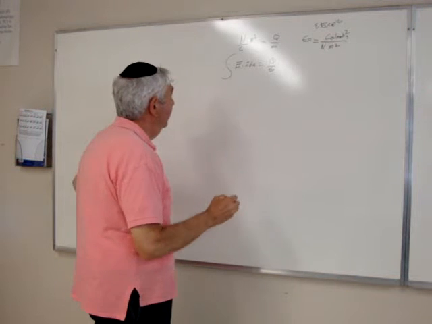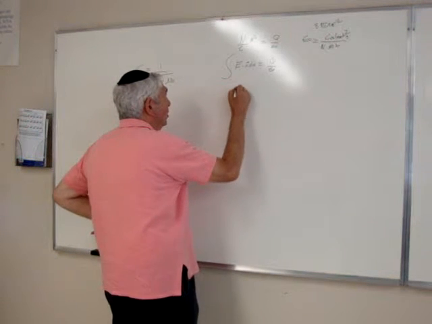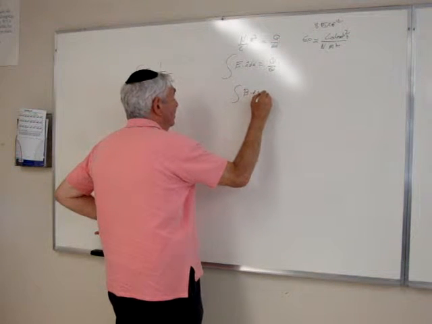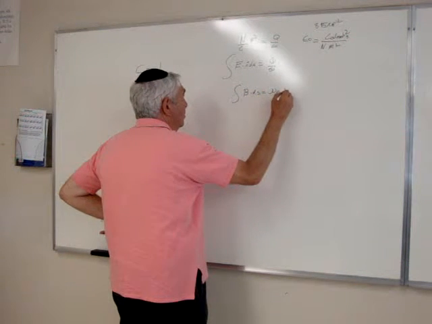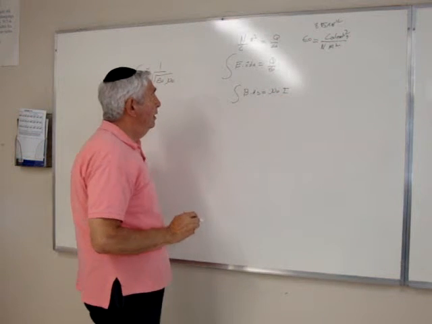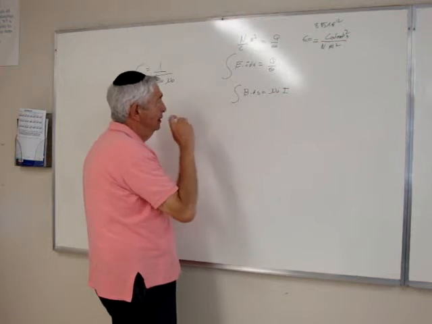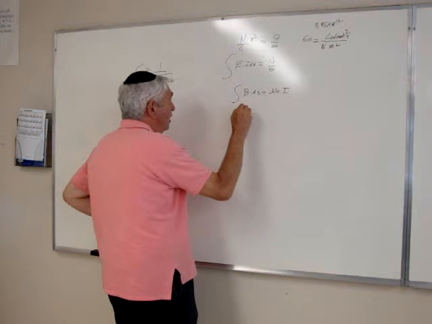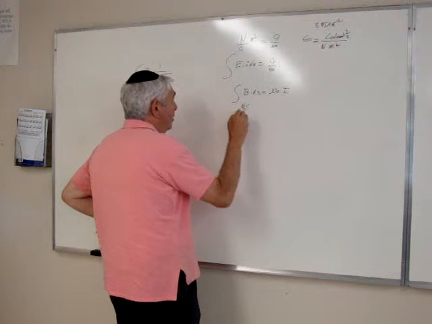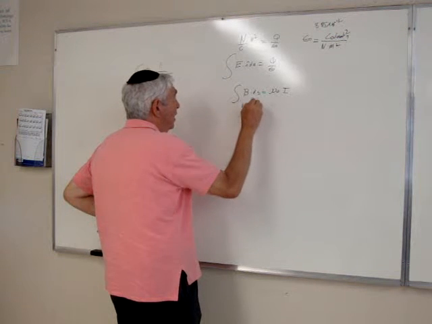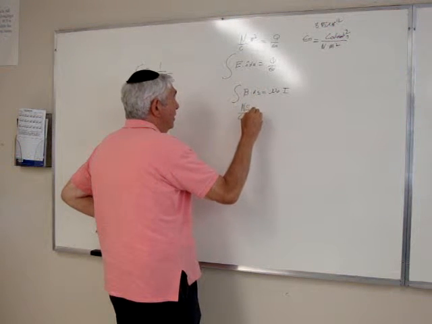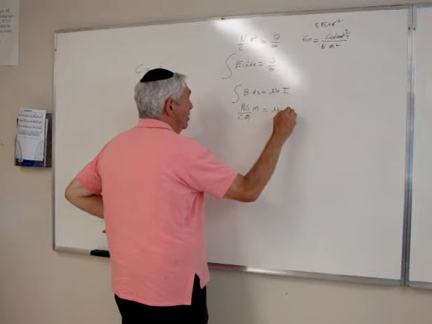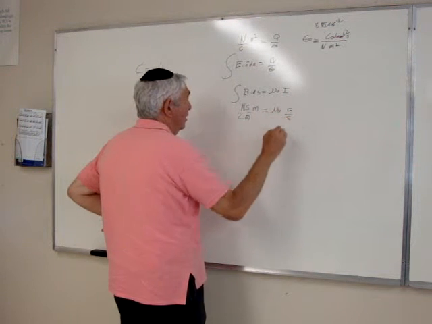Now, what about the magnetic constant? Ampere's law says the integral of B dot ds is equal to mu 0 times I. Here it's the magnetic constant. So the magnetic field has the units of Newton seconds per coulomb meter, and distance is meters, and that's equal to mu 0, and current is coulombs per second.